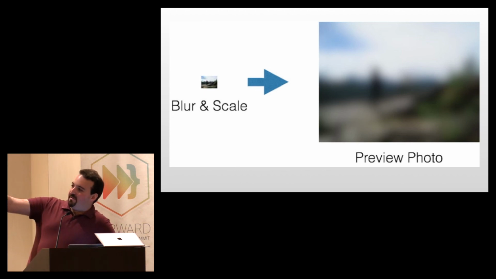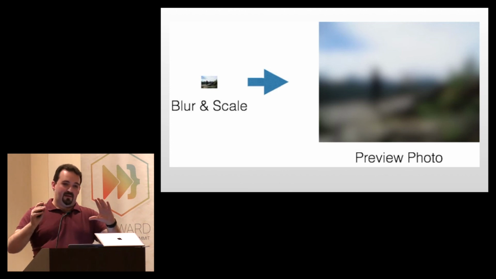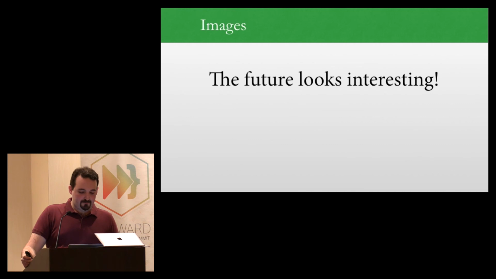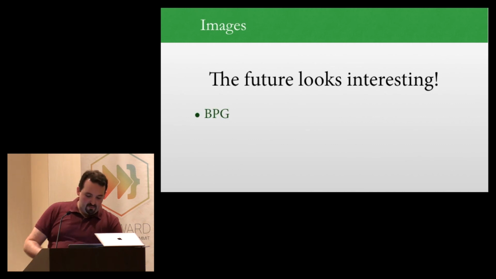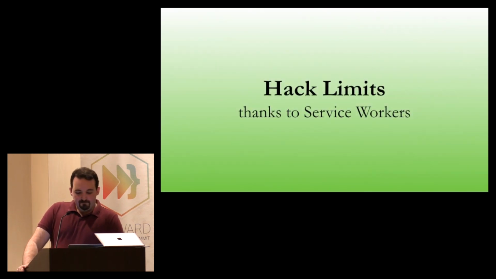And they are using blur and scale filters, and that's the preview that you see really quickly, right? Immediately. It can be even embedded in the HTML using base64. It's just 300 bytes. And then, after the user is seeing that, so it perceives that it was loaded, we replace that with a high resolution image. And also the future looks interesting, because we will have new formats as BPG and FLIF. If you know about them, you can Google that, okay?